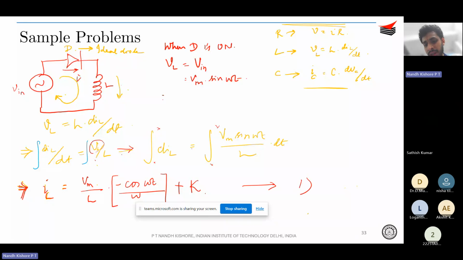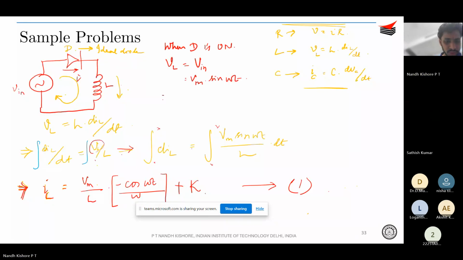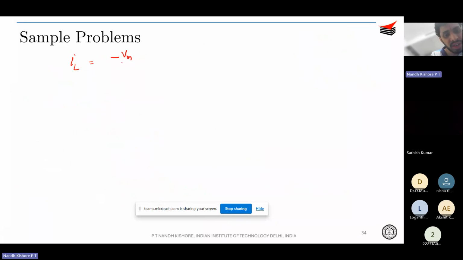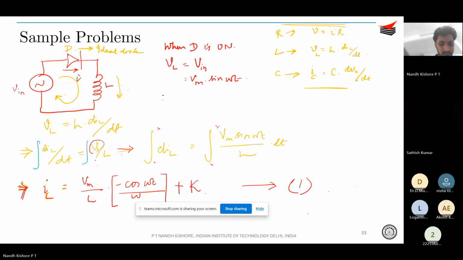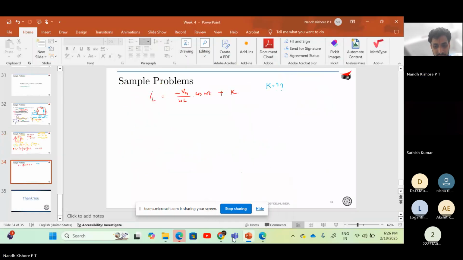Everyone agrees with this equation number 1, right? If you have any doubts, you can go ahead and tell me now. So I'll just write it over here once more. Minus Vm by omega L cos omega t plus k. Okay. This is a simple integration. Now we need to find out what is k. If I find out what is k, I will know what is the current expression. So how do you find out the constant of proportionality in integration? Anyone?